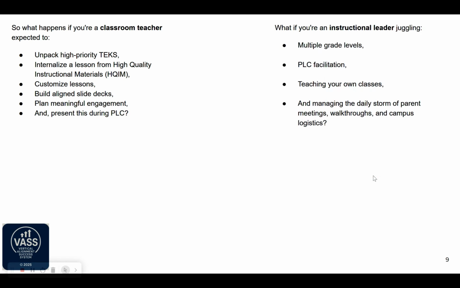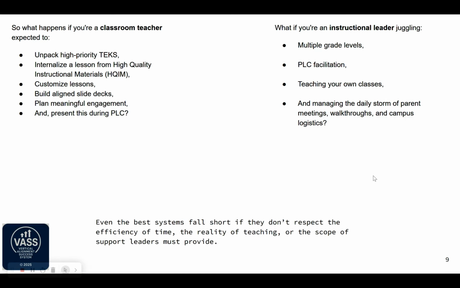You're juggling multiple grade levels, PLC facilitation, teaching, some of you teaching your own classes, and managing the daily storm of parent meetings, walkthroughs, and campus logistics. Even the best systems fall short if they don't respect the efficiency of time, the reality of teaching, or the scope of support leaders must provide, especially when support on campuses is starting to wane.